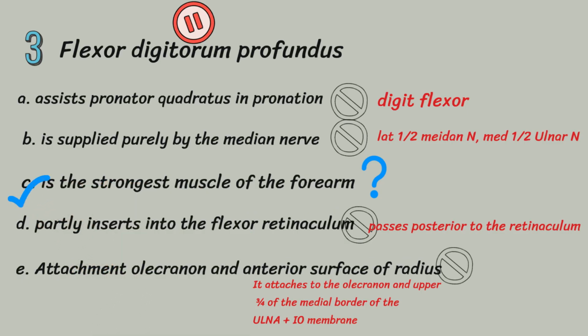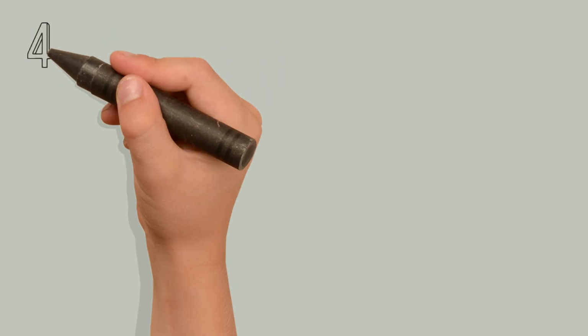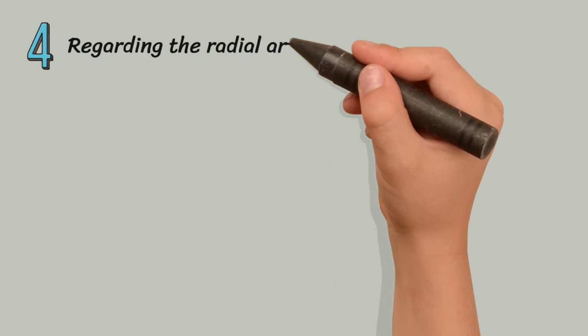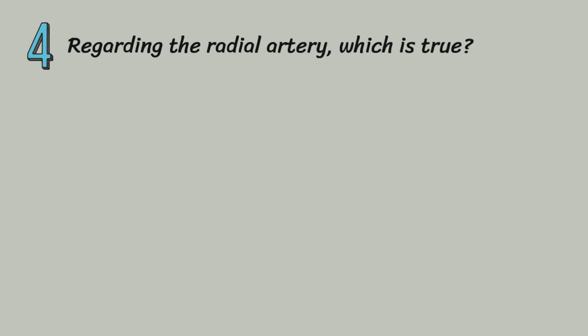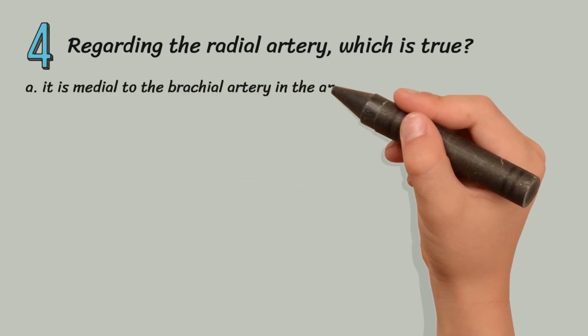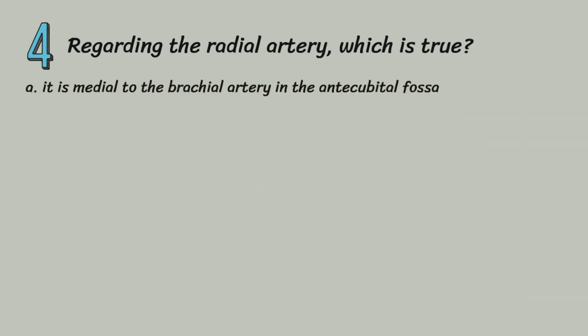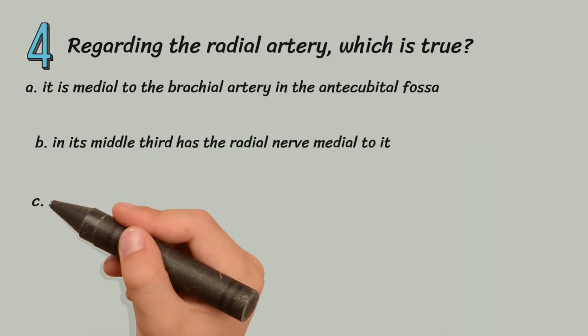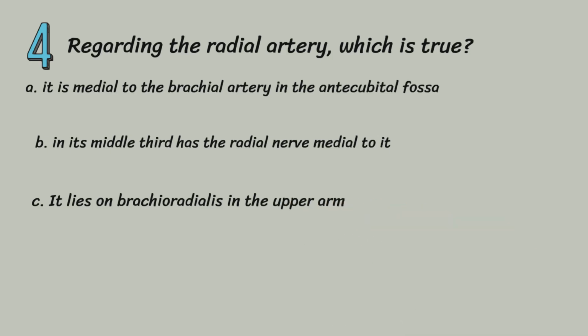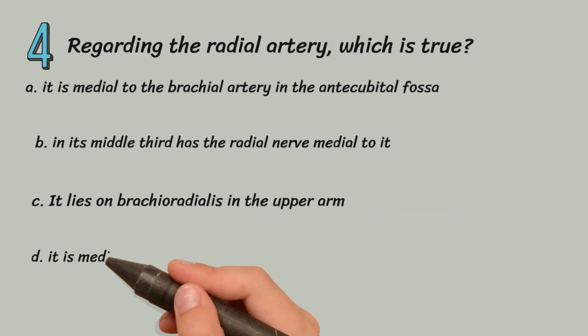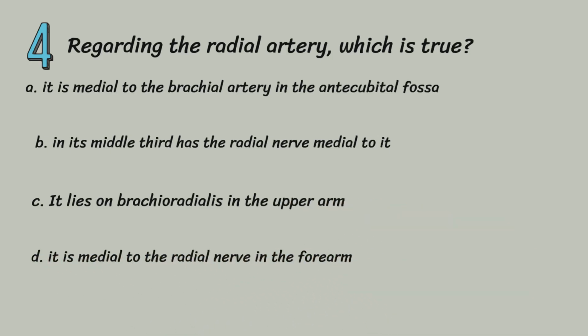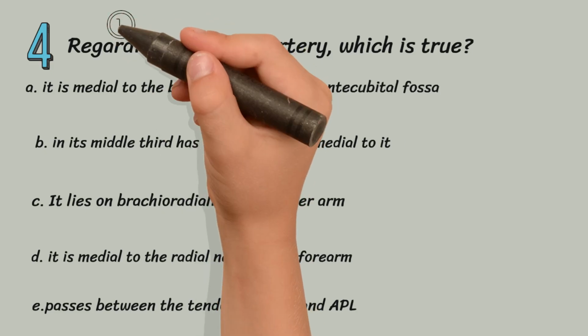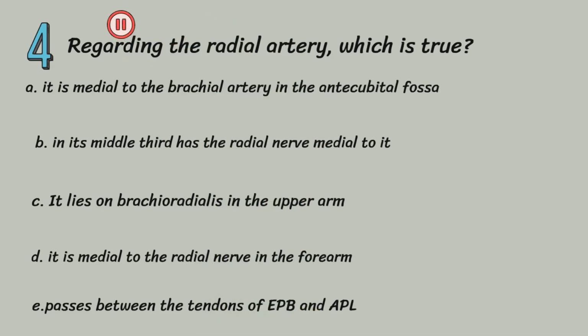Now, most of the questions like this, an indirect one, are regarding the radial artery, which is true. Medial to the brachial artery in the antecubital fossa. It is in the middle third of the radial nerve, medial to it, and it lies on brachioradialis in the upper arm. It's medial to the radial nerve in the forearm, and it passes between the tendons of extensor pollicis brevis, abductor pollicis longus. Go for a pause, go for your answer.